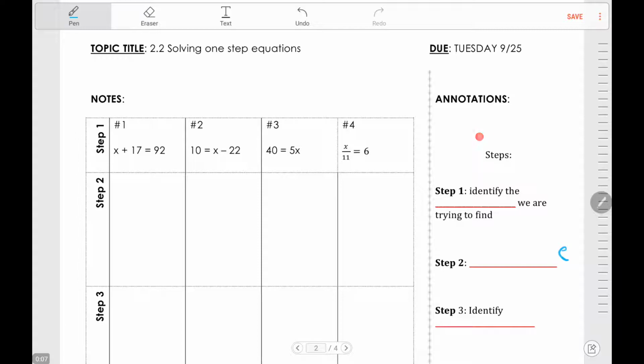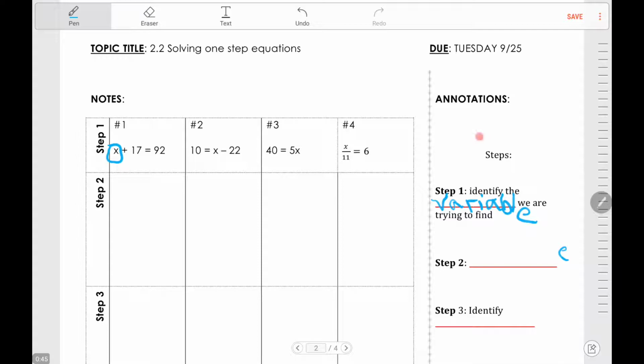Our first step is going to be to identify the variable. So the variable is the letter, the unknown value we are trying to find. So for number 1, our variable is the x. Here, let me erase that. Not the plus. Just the x. That's the unknown. So whenever you see a letter, that is going to be the variable.